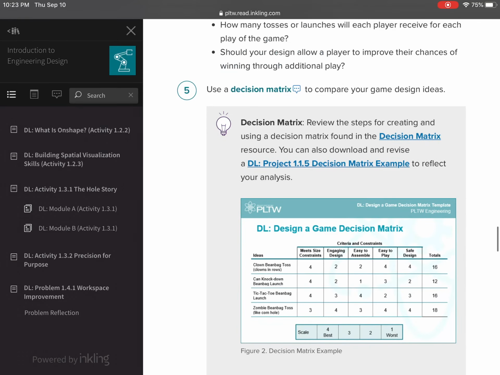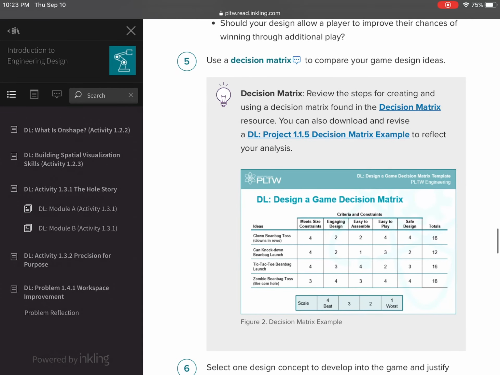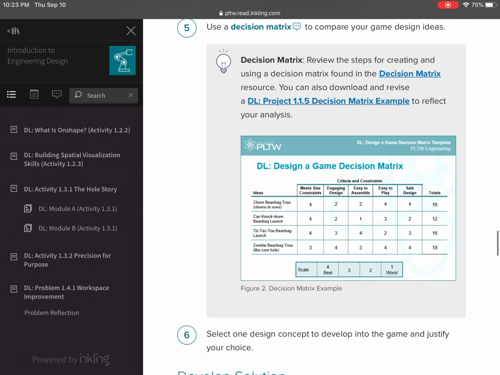Okay, so we have two resources to pull from here. The first is an example that they show down here stating that they have 4 different ideas, and then they rate those 4 different ideas based on different criteria and constraints. Okay, so they're different ideas. They have a clown beanbag toss. They have can knockdown beanbag launch. They have tic-tac-toe beanbag launch and zombie beanbag toss.